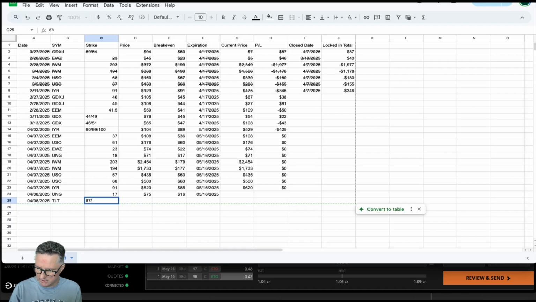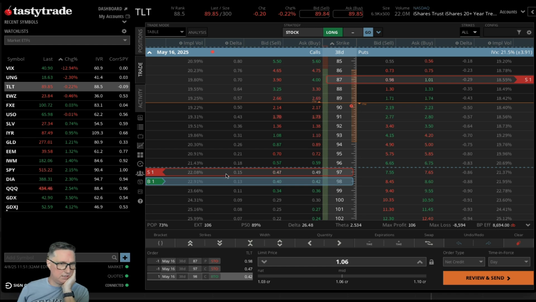So 87, 97, 98 jade lizard, collecting $1.06 for that. So I'll put my break even right around 86. Now there's technically no break even to the upside. I won't lose money if the stock goes way up. Not the stock, the underlying, I should say. The instrument goes against me. So no major worries there.